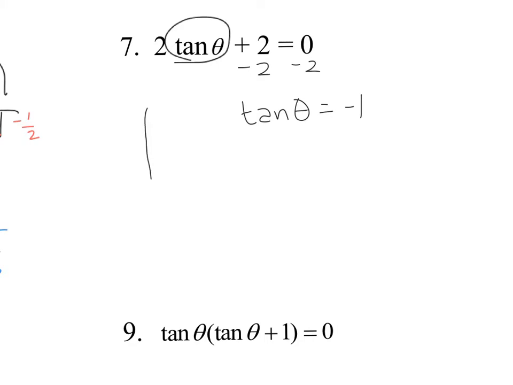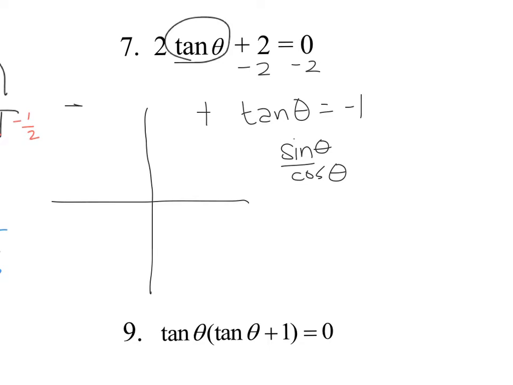So where is tangent negative? Remember, tangent is sine of theta over cosine of theta. So tangent is positive over here because sine divided by cosine is a positive, because a positive divided by positive is a positive. Over here it's negative because sine is positive and cosine is negative. Right here it's positive because both sine and cosine are negative, and right here it's negative. So we're looking at the second and fourth quadrants here.